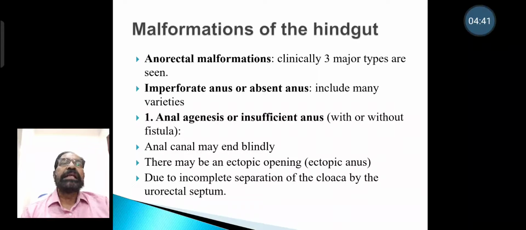Anorectal malformation: clinically, 3 major types are seen. Imperforate anus or absent anus includes many varieties. Anal agenesis or imperforate anus: anal canal may end blindly. There may be an ectopic opening or ectopic anus due to incomplete separation of cloaca by the urorectal septum.